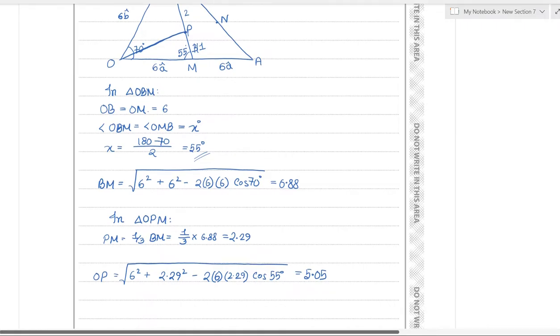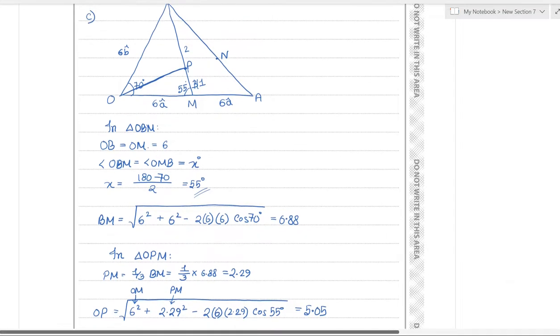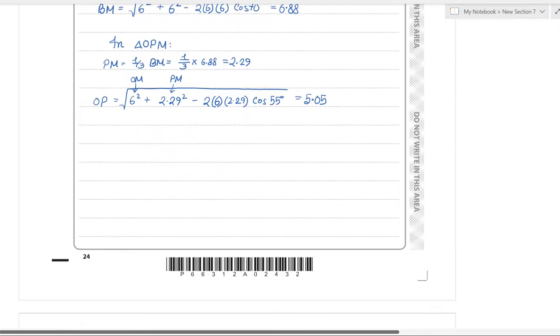And here this value was the length of PM, this was the length of OM, and here the 6 are the lengths of OM and OB. I hope question number 10 was clear enough for you all to understand. Moving to question number 11.